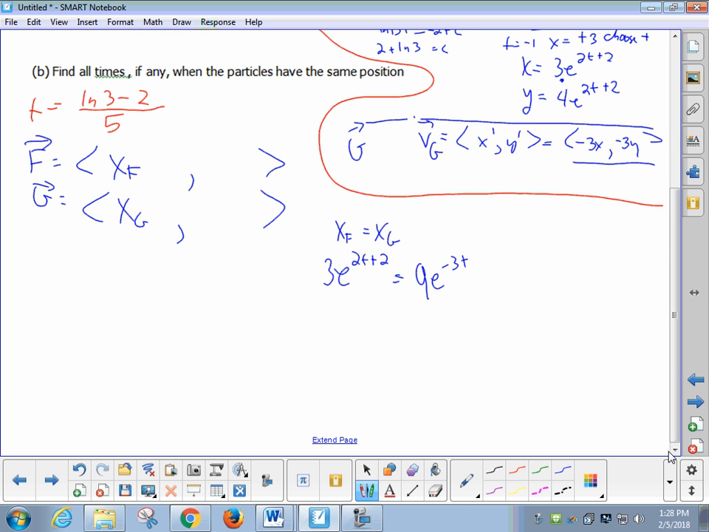Be careful. What can I do? Okay, you could divide both sides by 3. That's a good safe start. It gets you rolling into the problem. I'm down. Okay, 3e to the negative 3t.